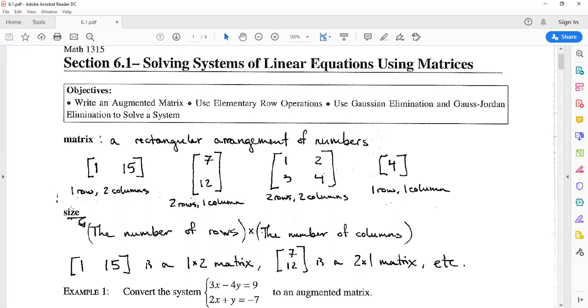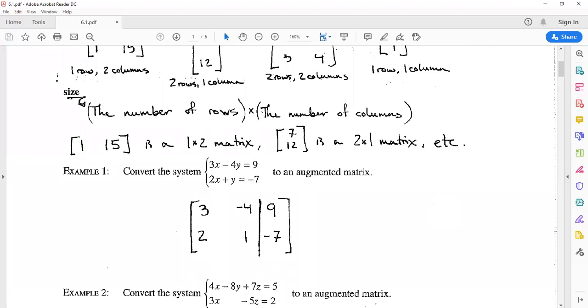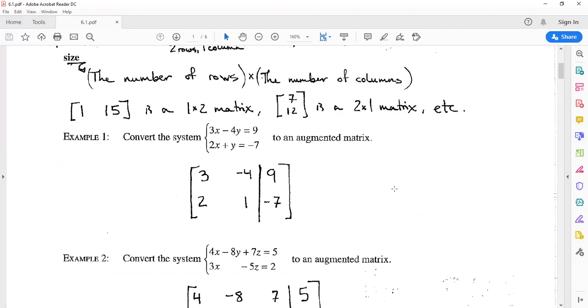So the size of a matrix is exactly this, the number of rows times the number of columns. For example, this first one here that had one row and two columns, we would say that that is a 1x2 matrix. And this second one is a 2x1 matrix. This third one is a 2x2 matrix, and this last one is a 1x1 matrix. And so for a system of linear equations, we can use some matrices and maybe some operations on matrices to solve that system in maybe a nice, clever way.